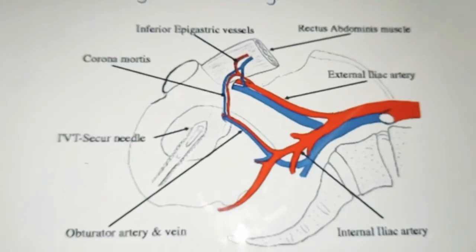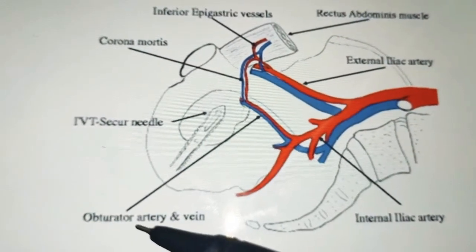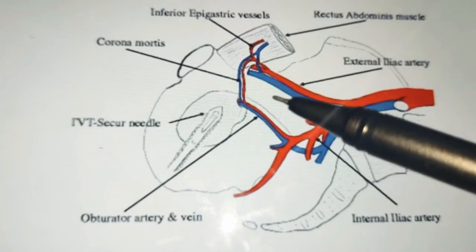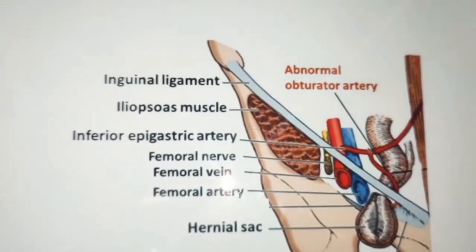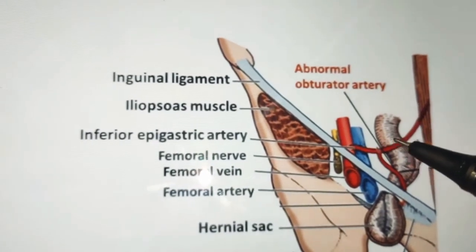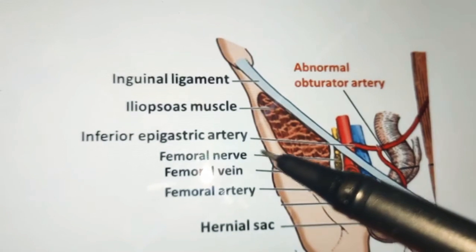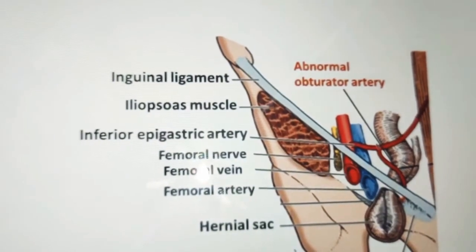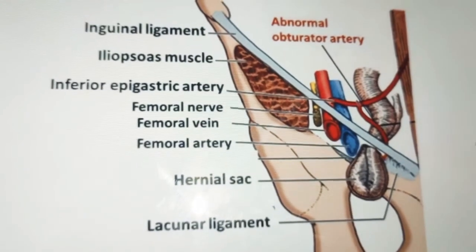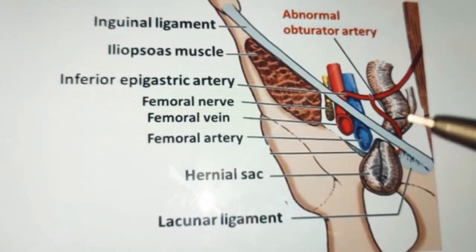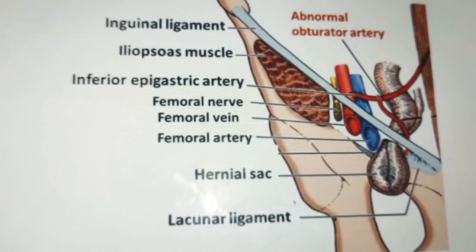In this diagram we can see the corona mortis, where there is an anastomosis between the obturator artery here and the inferior epigastric artery. Next we are going to discuss the abnormal obturator artery. This one is an abnormal obturator artery, where the inferior epigastric artery is replaced by the obturator artery, and you can see it is very close to the lacunar ligament. So for any surgery the surgeon should be careful, because the lacunar ligament may get ruptured.